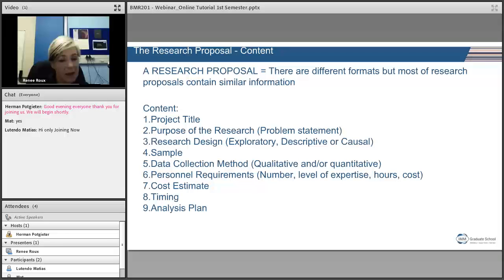Then the cost estimate, how much will it cost? How long will it take? And then how are you going to do the analysis? What's the plan? How are you going to analyze the data? These 9 aspects are usually pretty standard. Doesn't matter what template you use, you will find that these 9 elements are always covered in a research proposal.